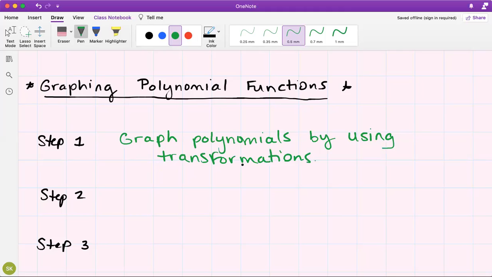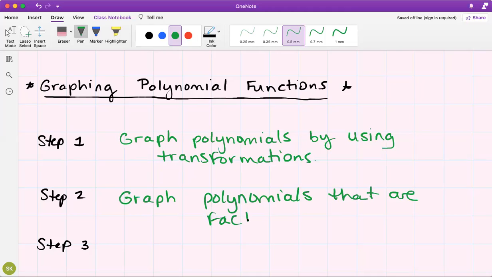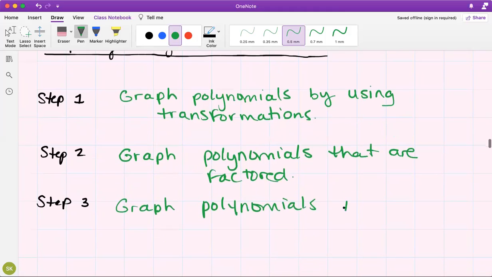Then after we learn that, we're going to learn how to graph polynomials that are factored. The factored form of a polynomial is a little harder to graph than using transformations, but we can graph it, and we just have to be careful. We have to graph using roots and things like that. So that's the next type of function we'll learn how to graph, polynomial functions that I've already factored for you. Then the final step is we're going to learn how to graph polynomial functions that are not factored.